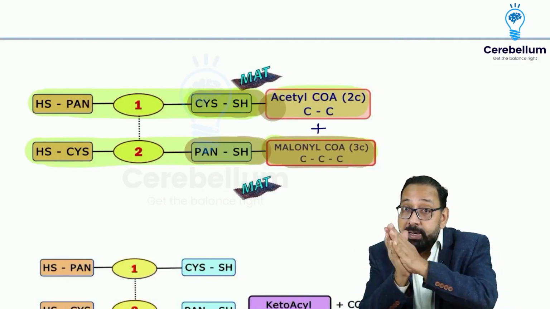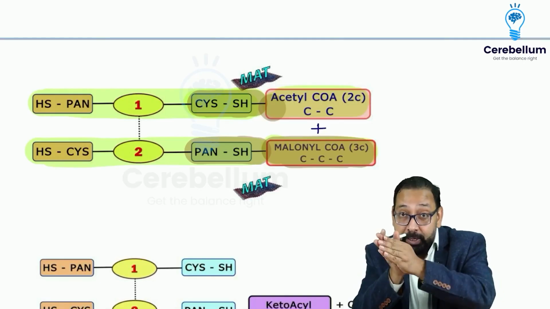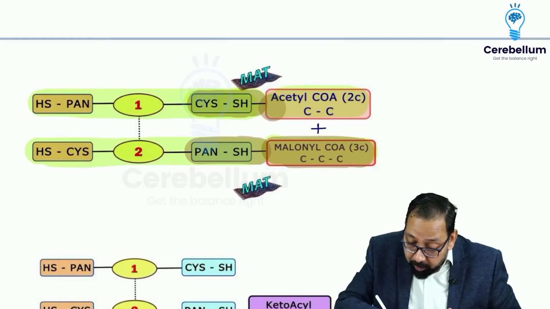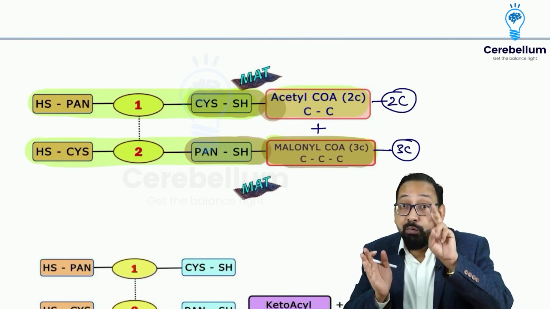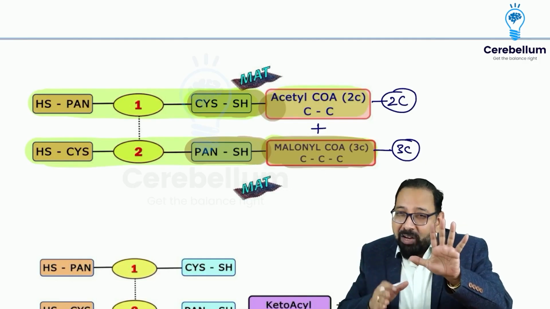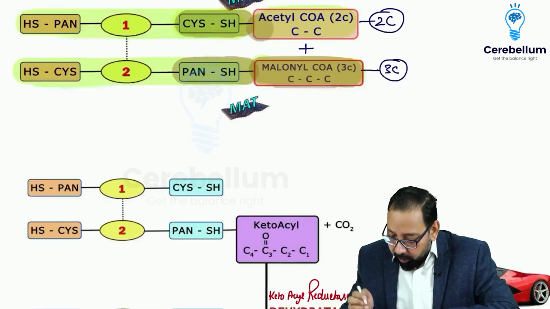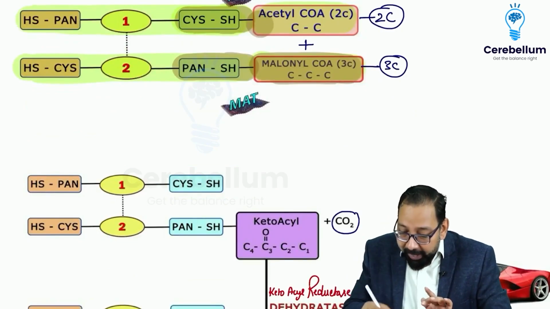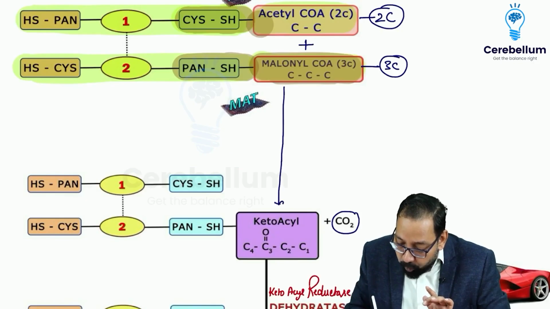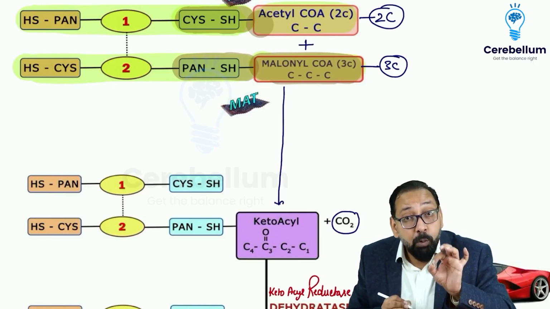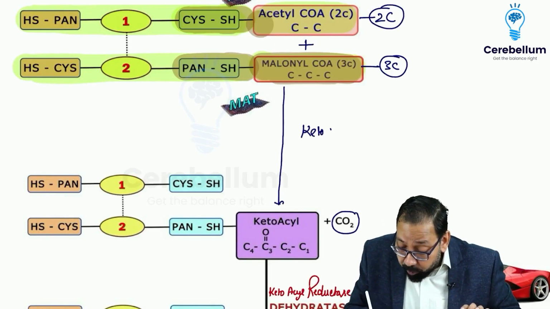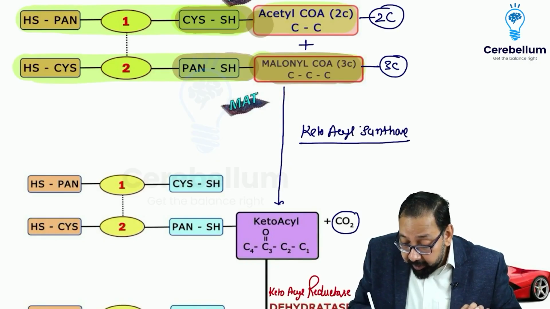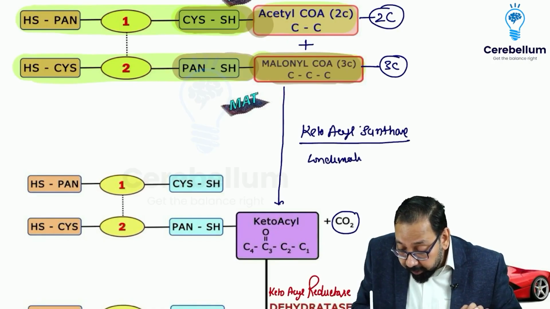Now there will be a condensation reaction. These will join. Acetyl 2 carbon will join with malonyl 3 carbon, 2 and 3 make 5 carbon. Out of 5 carbon, 1 carbon will be removed. There is removal of carbon dioxide, and there is formation of ketoacyl. Ketoacyl is synthesized. That's why the name of the enzyme is ketoacyl synthase. And this reaction is called a condensation reaction.